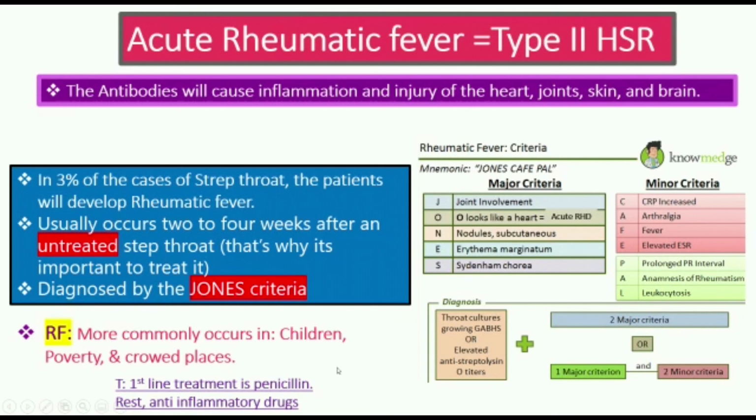And the first line treatment of rheumatic fever is penicillin if the patient has an active infection, and rest, and you can give some anti-inflammatory drugs.